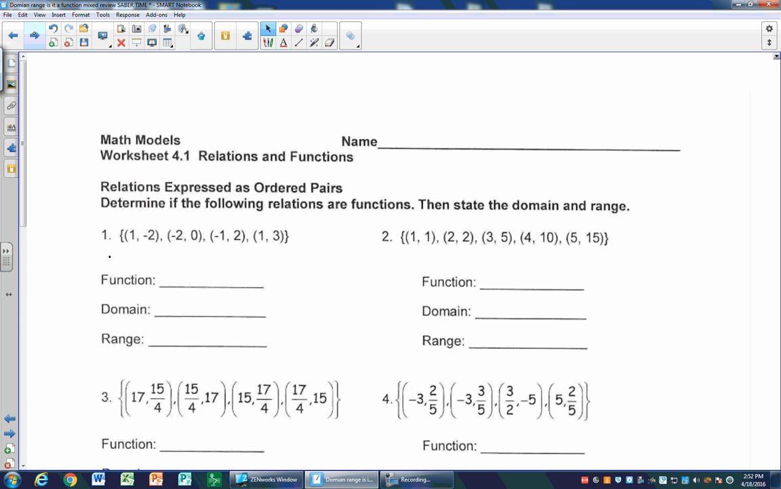And right now we're going to go over the domain and range and also whether something is a function, for several different representations. So the first thing that I want to talk about is domain.